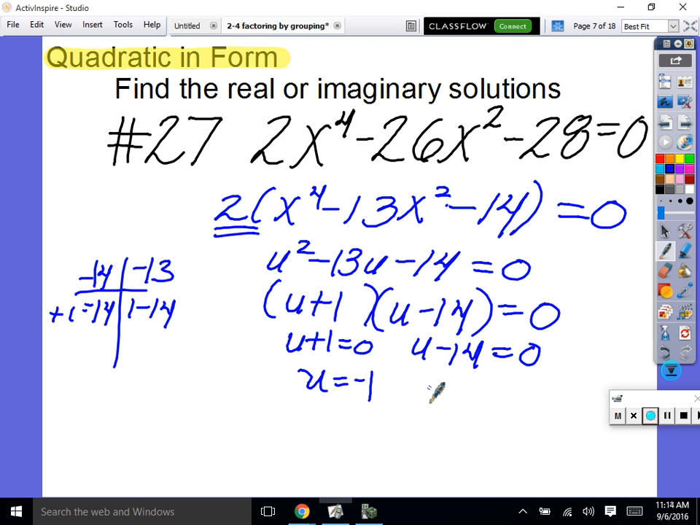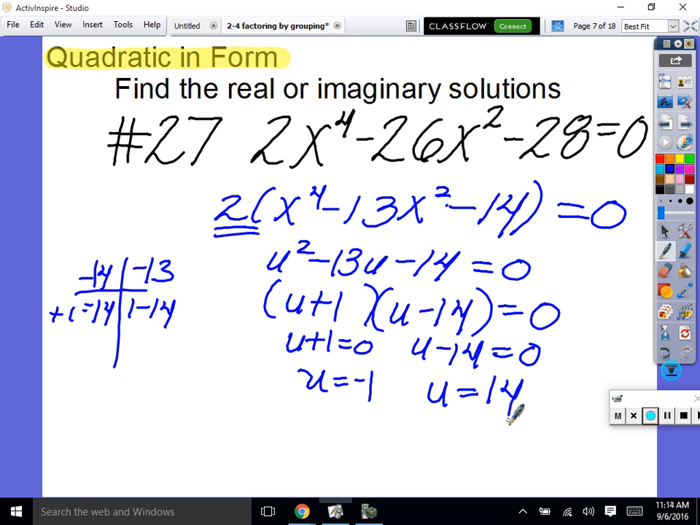Add 14, so u is equal to 14. Now, the 2 didn't have a variable. If it did, one of our solutions would have been 2, like if it was 2x, it would have been 0, right? That didn't affect our solutions because it was just 2 times all that stuff. All right, so remember, these are the u solutions, but now we need to know what are our x solutions.